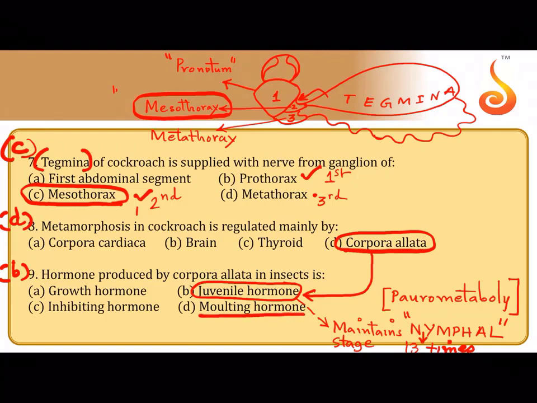Who is responsible for molting process? It is the molting hormone. The technical term for molting hormone is ecdysone. Okay, so molting is regulated by ecdysone. Molting means, you know, it sheds off its exoskeleton periodically and grows a new one, and one of them is maintaining the nymphal stages, which is the juvenile hormone.